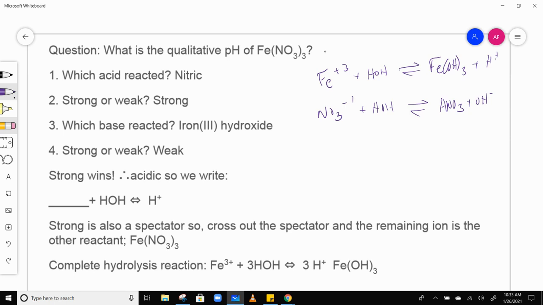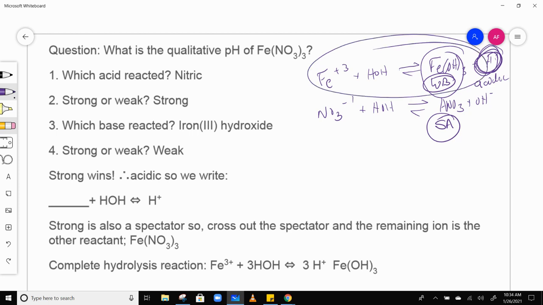Okay, so this is a strong acid. This is a weak base. So therefore, this will form. If this forms, we get H plus in solution, making the solution acidic. So we'll have this reaction down here.